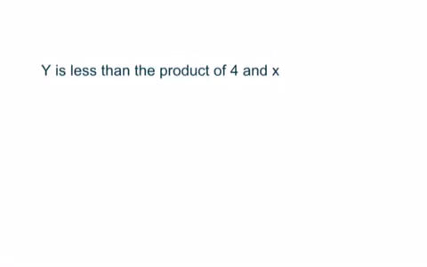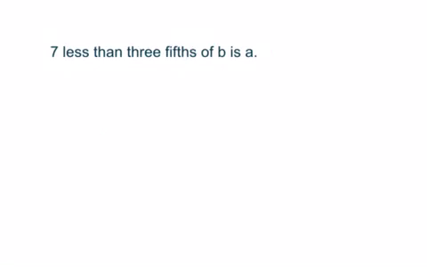So first one, y is less than the product of 4 and x. Okay, so first of all I'm going to underline some parts. Is less than, so we can write y is less than. Product means to multiply, so we're multiplying 4 and x. So y is less than the product of 4 and x. A function is always going to have two variables and one variable by itself. Alright, how about this one?